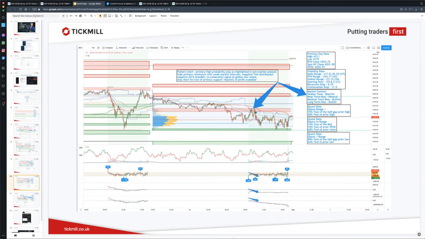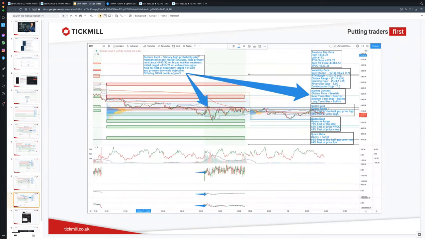And what we were looking for in terms of the target was a test of the primary support, which was 16 points away from our entry on the short side. And again, in this instance, we were using a 6.75 point stop based on the current market volatility.